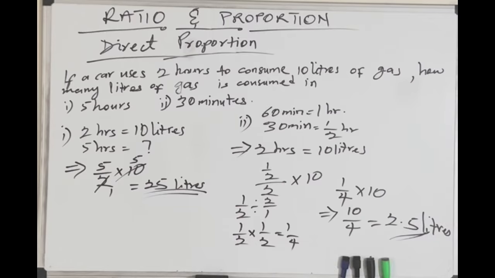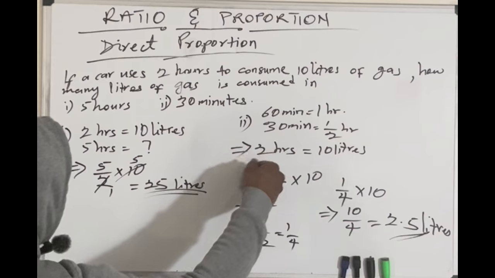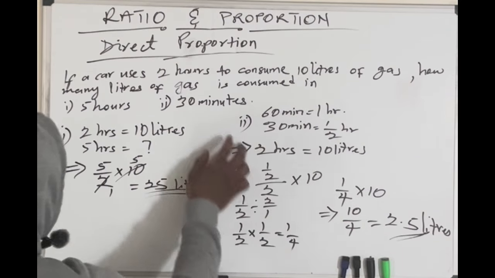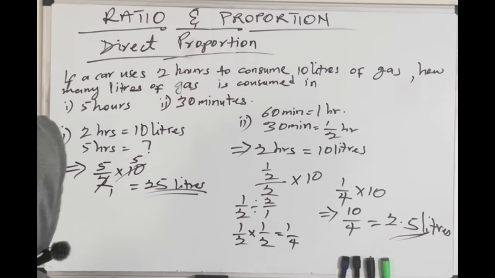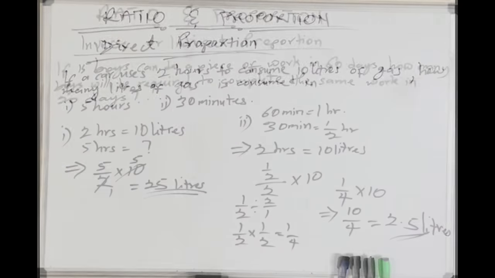Okay, so to solve some direct proportion problems, you may have to find the amount for 1 unit of a quantity first. Okay, that's what we did here. We wanted to find 30 minutes, so we had to change to what? Half an hour, make it the same, and then work our way out. So these are some of the examples under direct proportion.